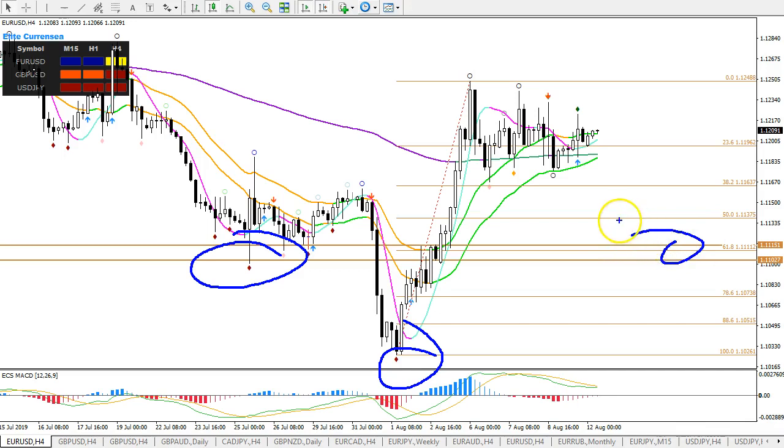Now, it could be a different fib, don't get me wrong. It could be a 50, it could be a 78. It's just that this seems like the ideal level for the moment to me. So I would attach more weight to the 61.8 for the moment.